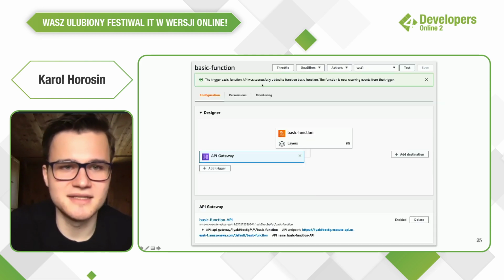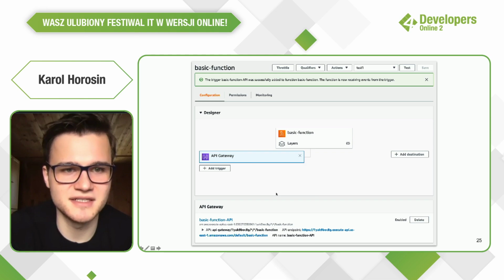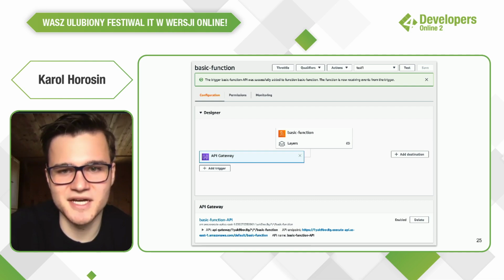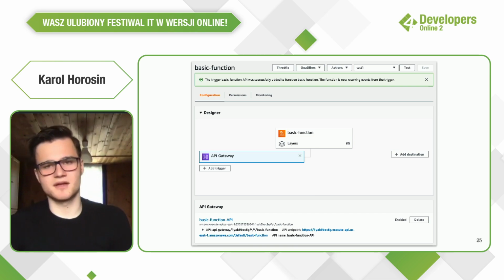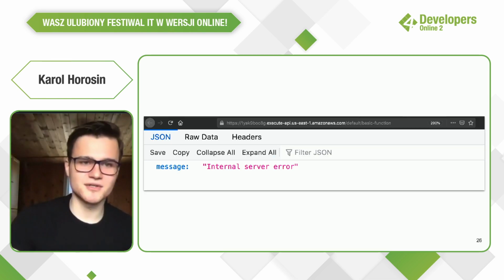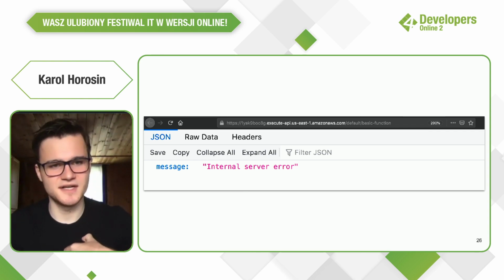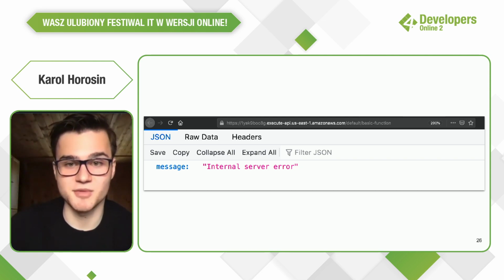So when we add that, the trigger was configured. You can see that we have on the left an API Gateway as a trigger, and on the bottom you should see a URL of your API. But actually, if I go to the API now, we will get an internal server error, and that's because we have to configure some more stuff, but only a little. Really change the form of the response.